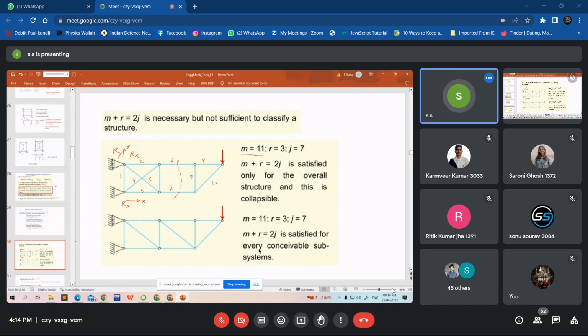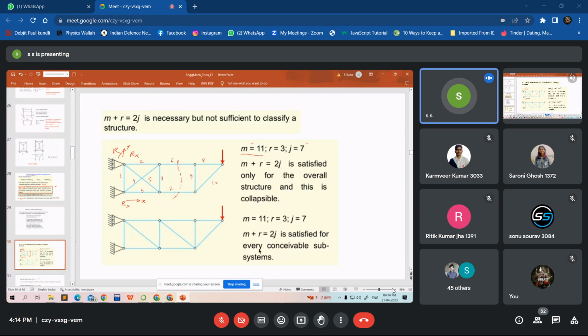10, and then it should be 11. This is 11. Okay, press this. So there are 11 members. What is the number of joints? You can just count 1, 2, 3, 4, 5, 6, 7. J is 7. M is equal to 11 members.